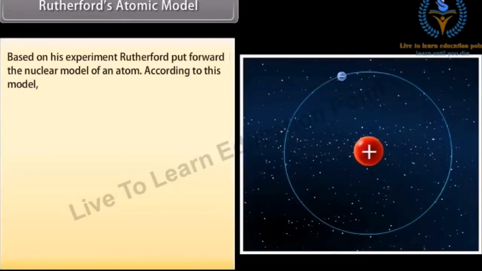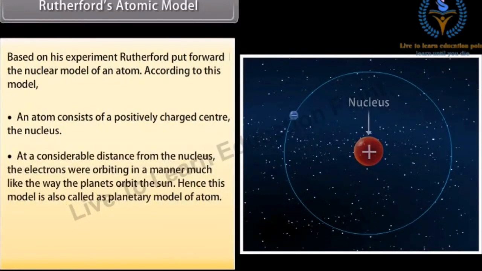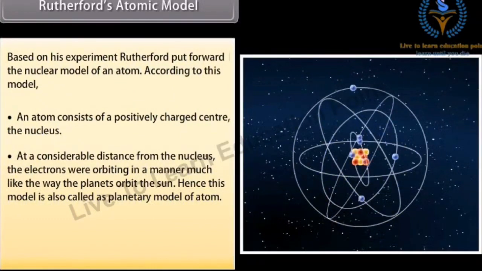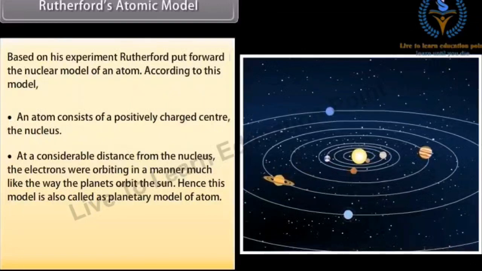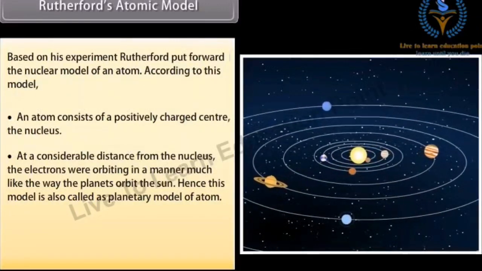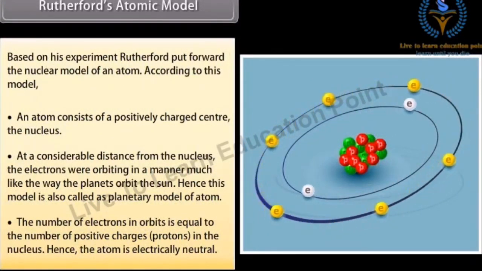Rutherford's atomic model. Based on his experiment, Rutherford put forward the nuclear model of an atom. According to this model, an atom consists of a positively charged center, the nucleus. At a considerable distance from the nucleus, the electrons were orbiting in a manner much like the way the planets orbit the sun. Hence, this model is also called as planetary model of atom. The number of electrons in orbits is equal to the number of positive charges, protons, in the nucleus, hence the atom is electrically neutral.